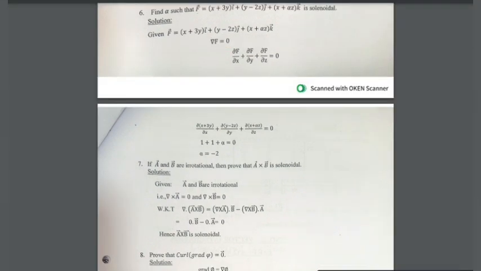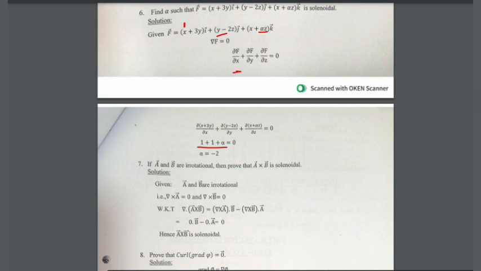So differentiate f with respect to x. I get the value of x will become 1. Next, differentiate f with respect to y. I get only 1 because there is a y here. And differentiate f with respect to z. I get the alpha value alone. So I get 1 plus 1 plus alpha. So the value of alpha equals minus 2.